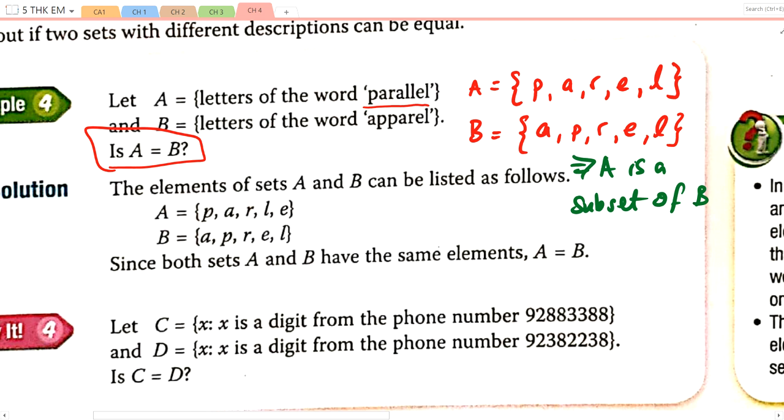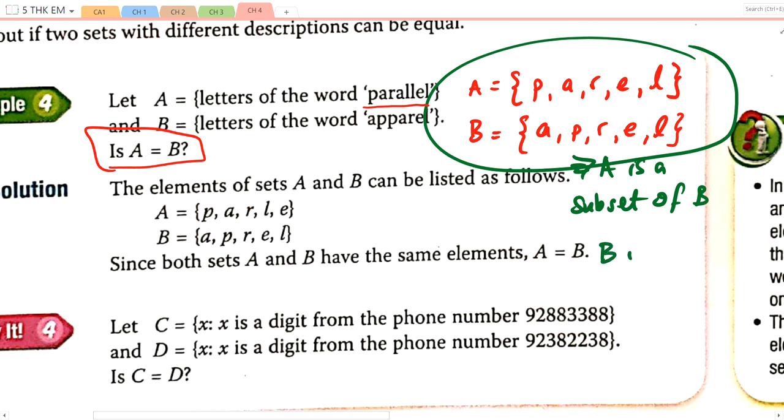Then we can go the other way, and we also can say that in this particular example, B is also a subset of A, because every element found in B is found inside A, and they happen to be equal.